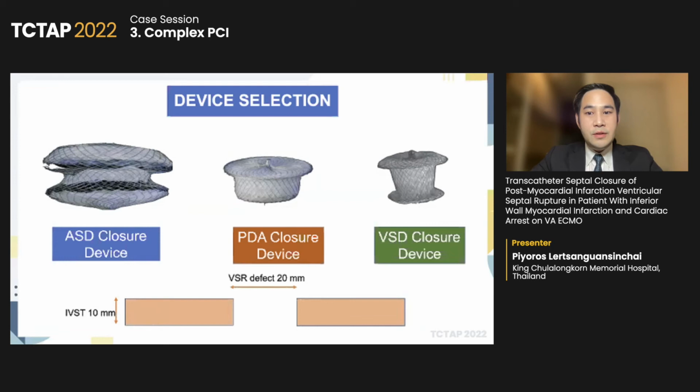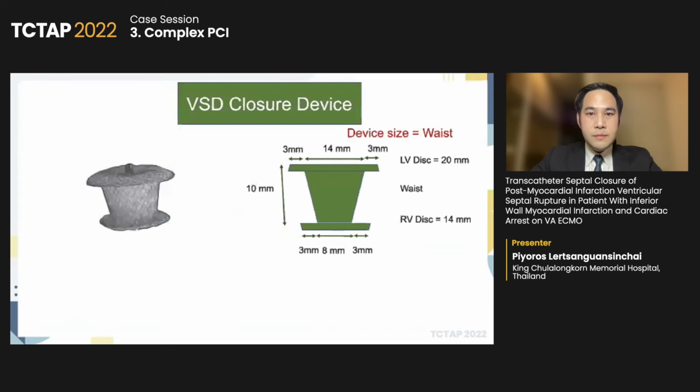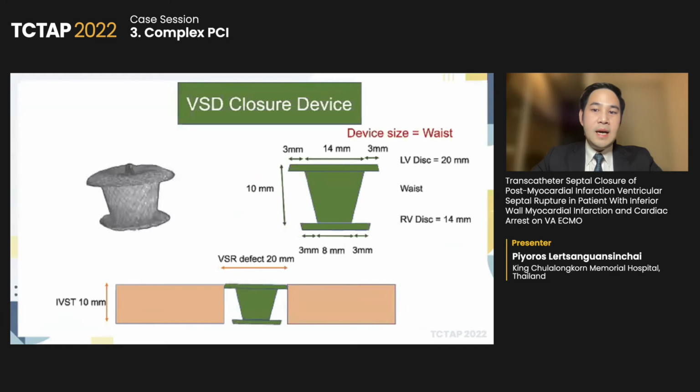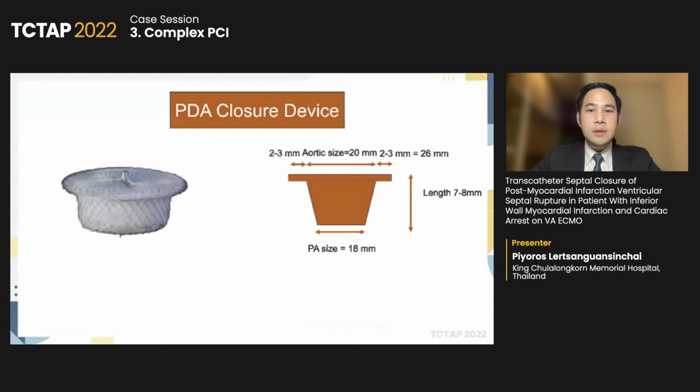In our case, the VSR defect was about 20 millimeters and the interventricular septal thickness was about 10 millimeters. For the VSD closure device, the biggest size was smaller than our VSR defect, so we could not use VSD closure devices to close the defect. The second one was the PDA closure device.